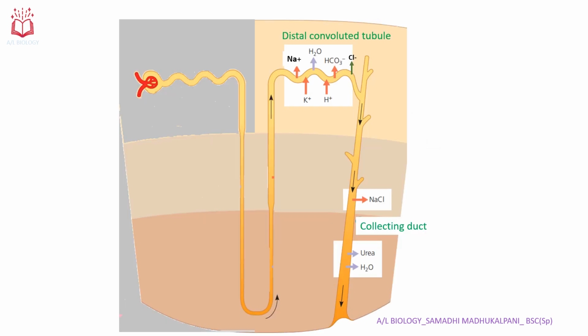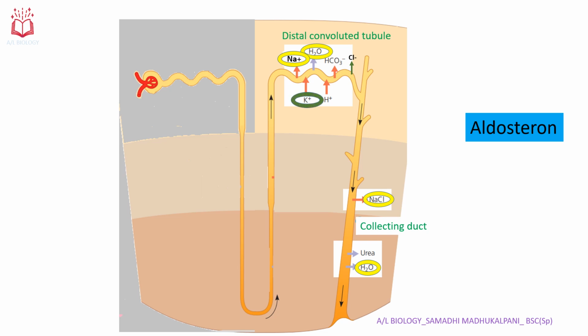Aldosterone hormone stimulates active reabsorption of sodium ion and passive reabsorption of water at the distal convoluted tubule and also at the collecting ducts. It also increases excretion of potassium ion at the distal convoluted tubule.